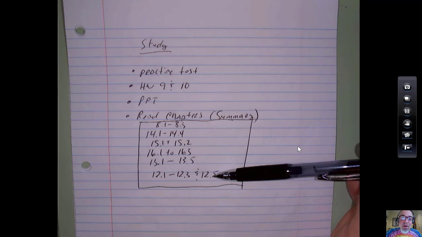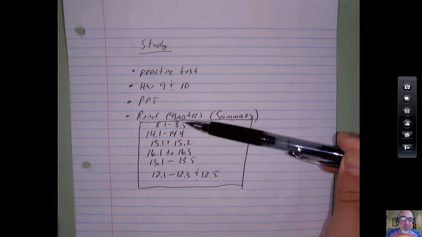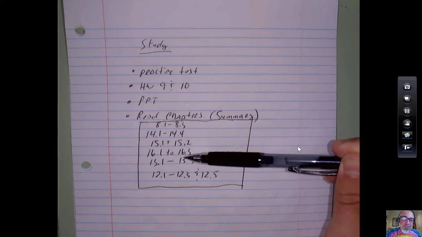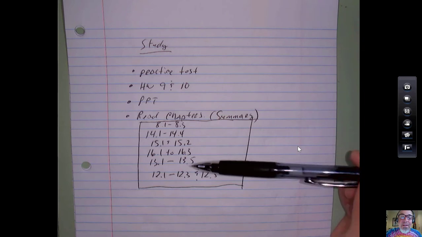And then 12.1 to 12.3 plus 12.5, so a little bit of thermodynamics thrown in there: the ideal gas law, specific heat, that sort of thing. This is the order that we went through material in the class. So it jumps around a little bit, 8 to 14, up to 16, down to 13. But that's the order that we approached the material in class.